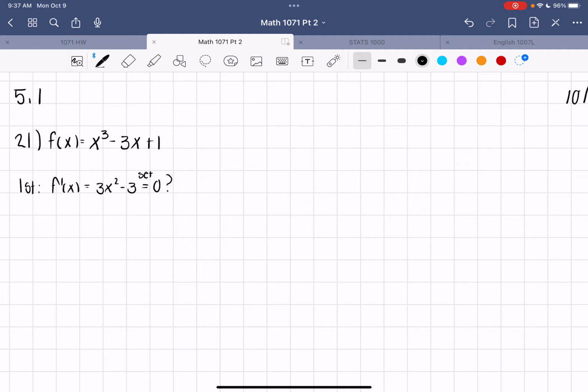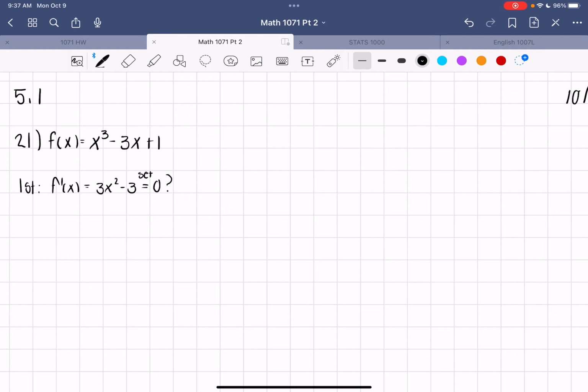Because most of you would probably proceed this way, and it's fine. So 3x squared, you'd move the negative 3 over to the right-hand side. You'd divide by 3, x squared equals 1. You know there are two possibilities. X could be negative 1 or positive 1. Nothing wrong with thinking like that.